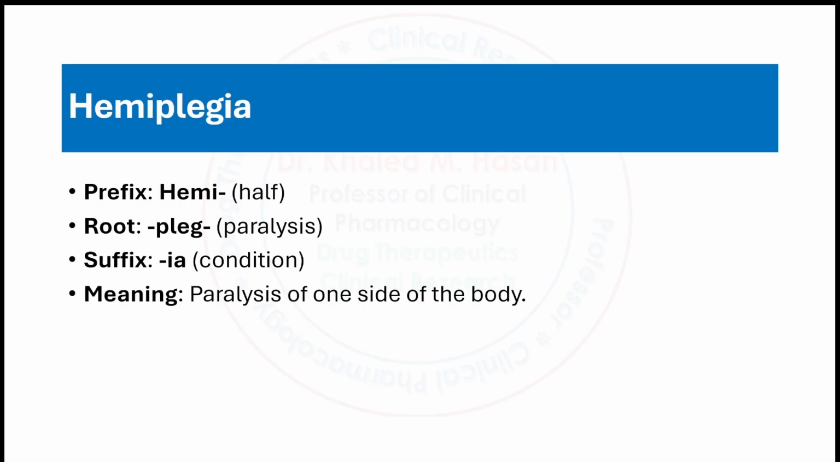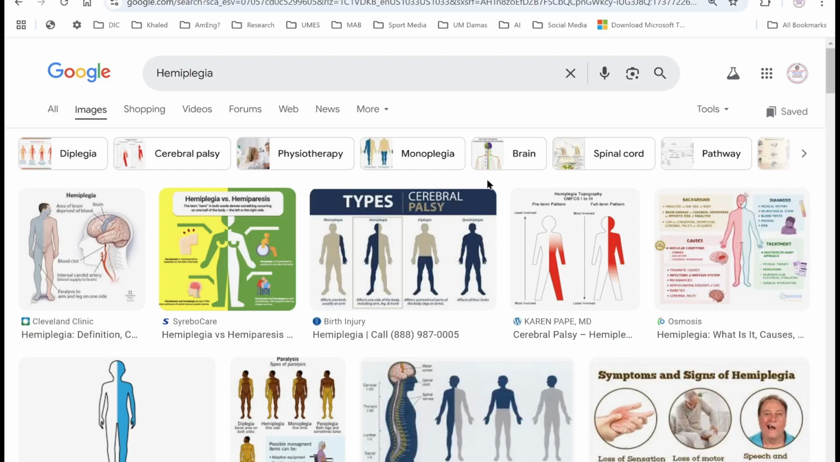Okay, next medical word will be hemiplegia. The prefix hemi means half. Plegia, the root, means paralysis. The suffix ia means condition, and the meaning is paralysis of one side of the body, hemiplegia. And the pronunciation of this word: hemiplegia.